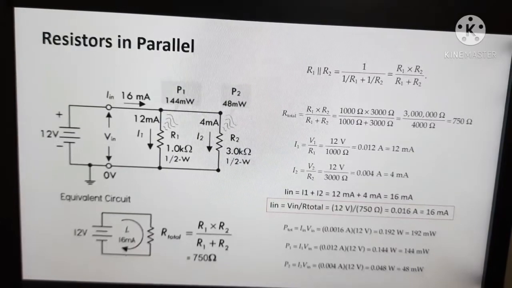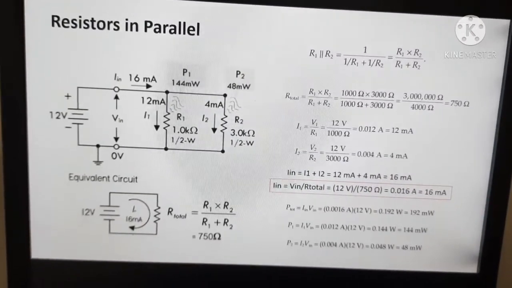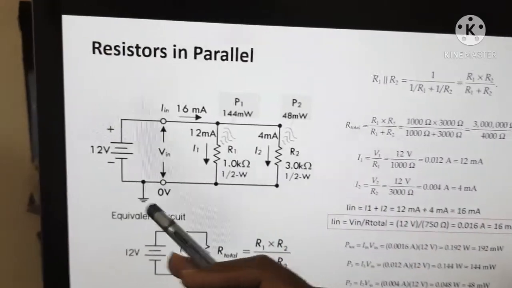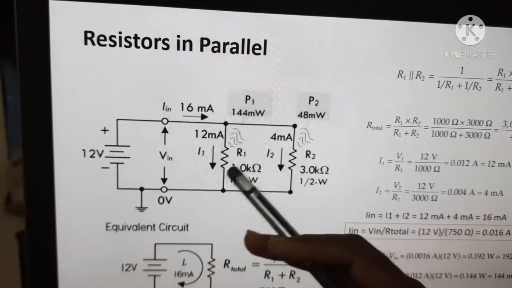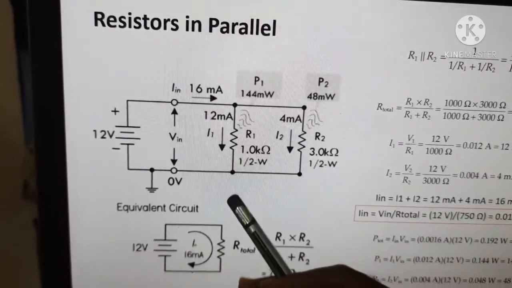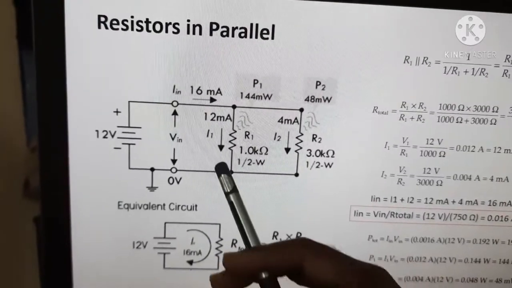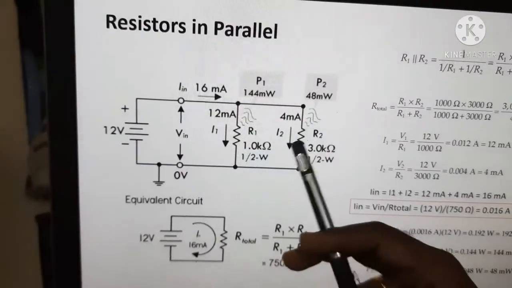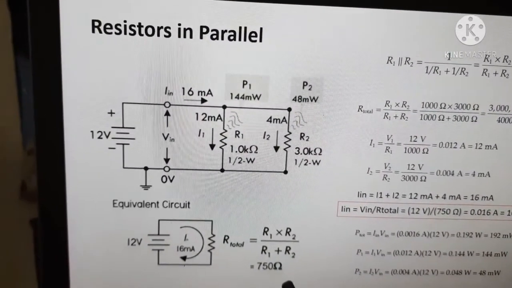Now we will understand how the resistors are connected in parallel and how the power dissipation happens across the resistance when resistors are in parallel. You can see here a 12 volts DC source applied to resistors R1 and R2. These two resistors are in parallel. So the first thumb rule is we need to calculate the total resistance. In parallel, this is the formula we are going to use, and the total resistance with these resistance values comes to 750 ohms.